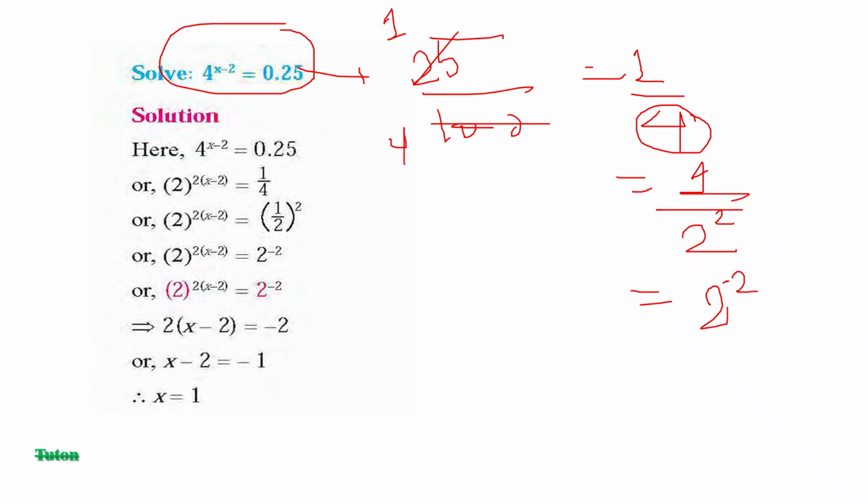Let me make you understand how this value was converted into this value. While changing the place of the denominator into the numerator, the sign changes. Here we have it in the denominator with a positive sign in the exponent, and if we move it from the denominator to the numerator, the sign changes. Here we have 2 to the power negative 2.